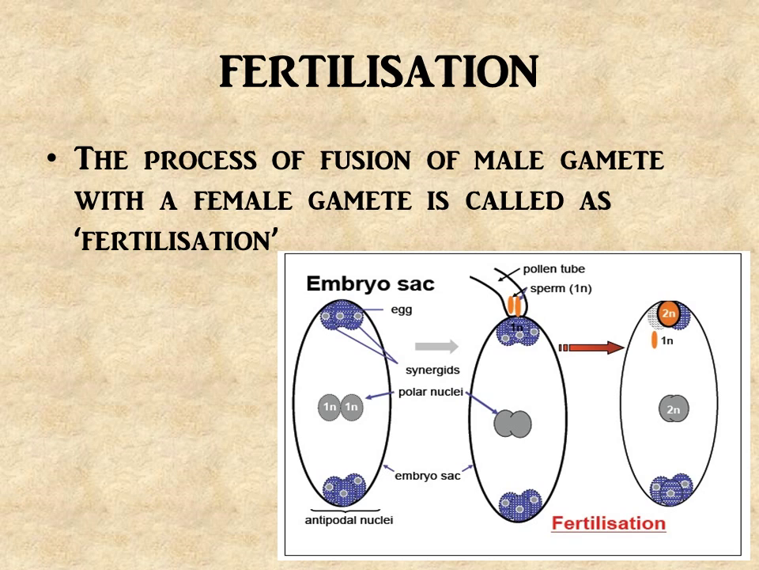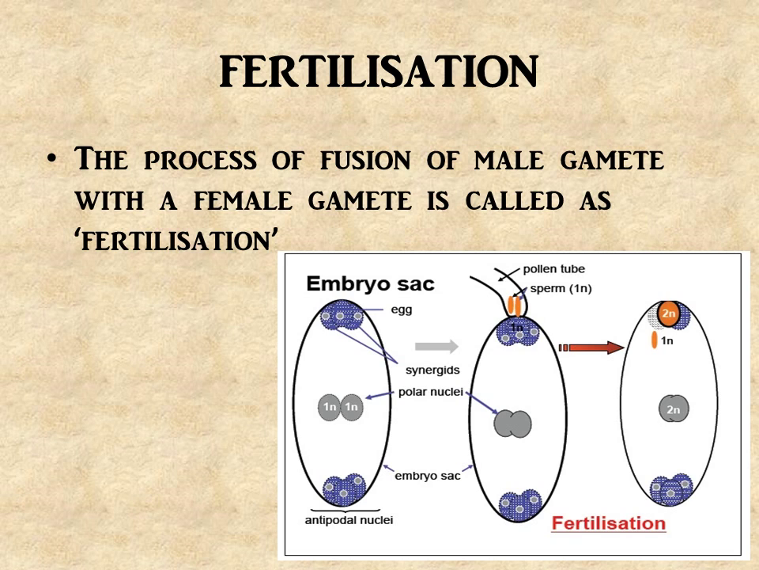After reaching the ovule, it releases the male gametes, one of which fuses with the egg to form a zygote. And this process of fusion of a male gamete with a female gamete is called fertilization. The zygote develops into an embryo. So this is what exactly takes place in the process of fertilization.